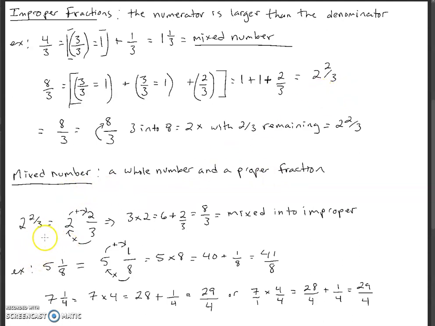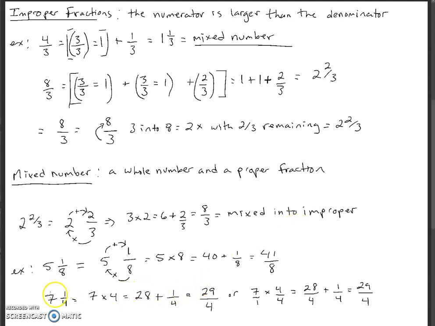So 2 and 2/3. If we want to go from mixed to improper, we just work backwards. So 2 and 2/3 would be 3 times 2 is 6, plus the other 2. So we have 3 times 2 equals 6, plus the remaining 2/3, we have 8/3. So we go from a mixed number into an improper fraction.